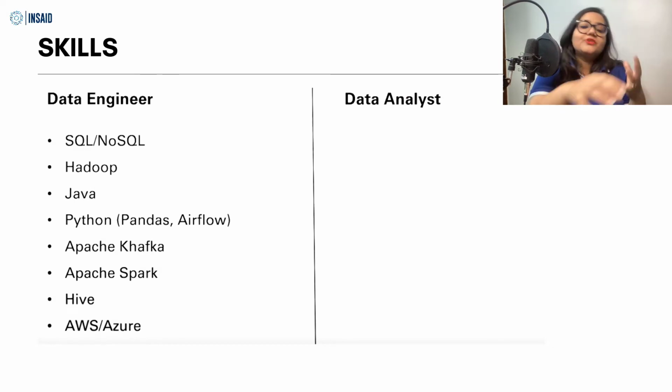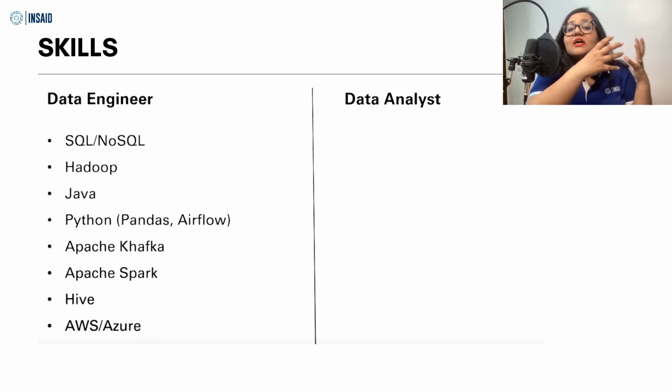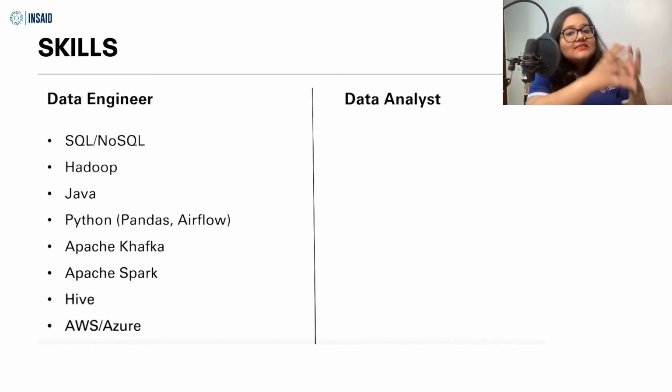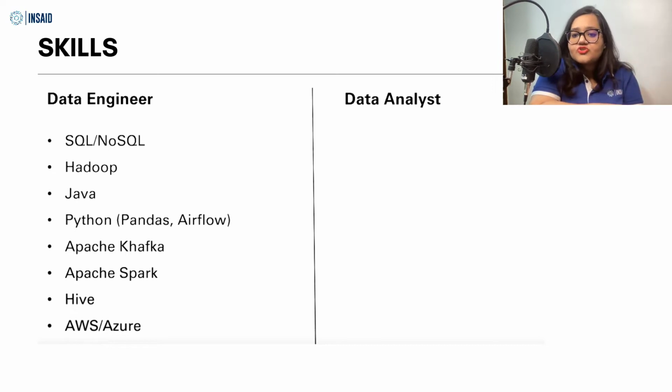And let's start off with the data engineer. Now, some of the skills that you will need to know are SQL and NoSQL, right? And if you don't know what NoSQL is, it is kind of an SQL, except you can store unstructured and semi-structured data into it. A few other skills that you need to know would be Hadoop, Java, and Python. And within Python, you'll need to know things like Pandas and Airflow, for example, right?